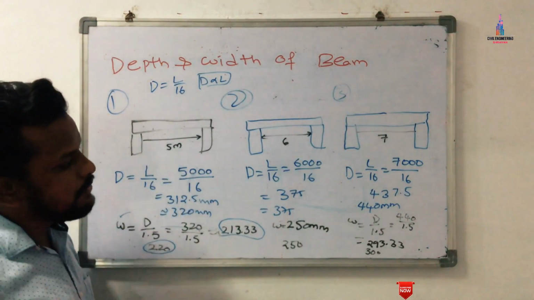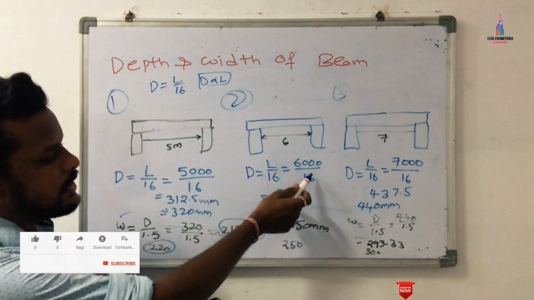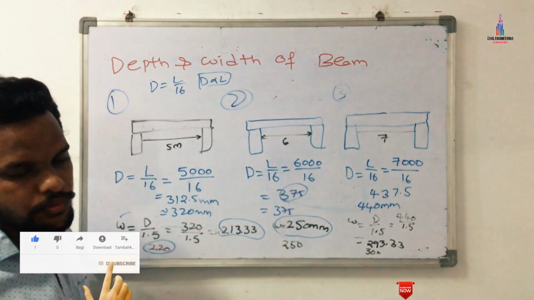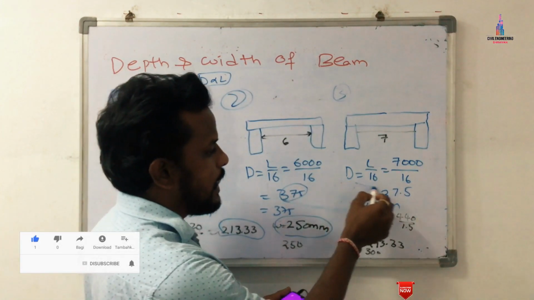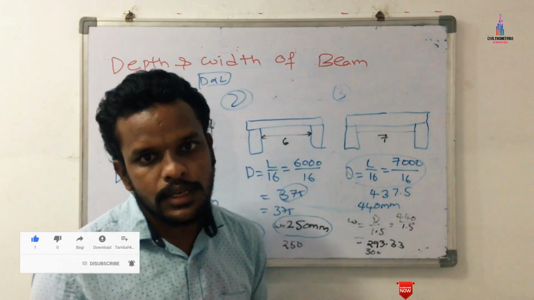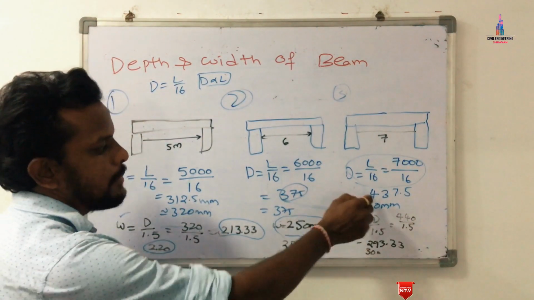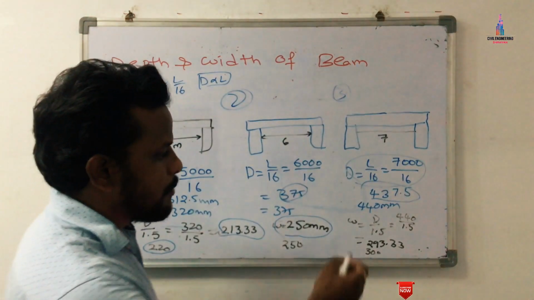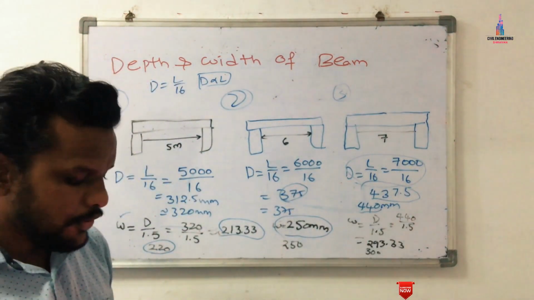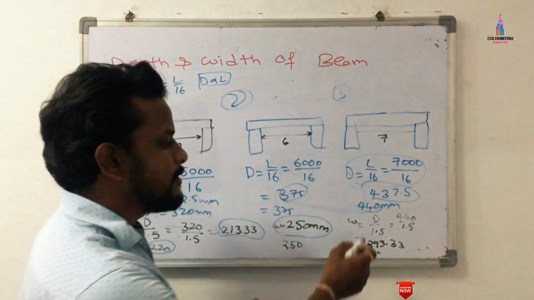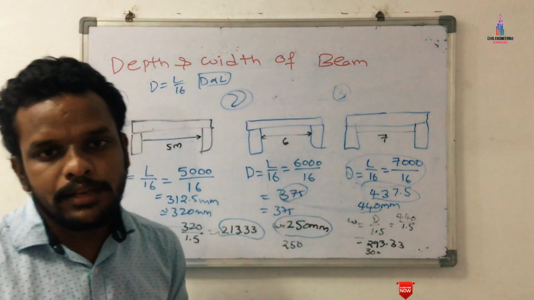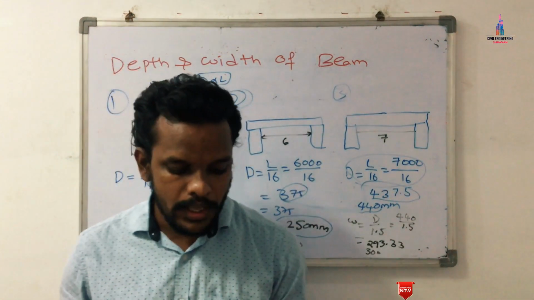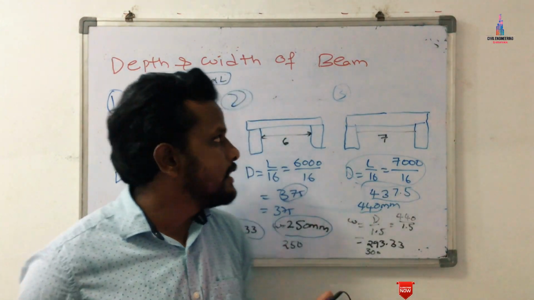Again in the same process, the depth of the beam is L by 16, 6000 by 16, which is 375, and the width will be 250 mm. For the last one, having 7000 mm, L by 16 is approximately 437.5, and we can take approximately 440. To calculate the width, width equals depth divided by 1.5, which is 440 divided by 1.5, approximately 300 mm.